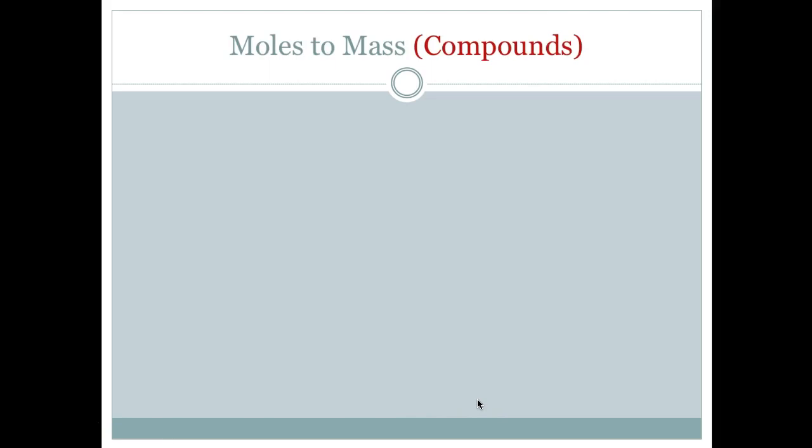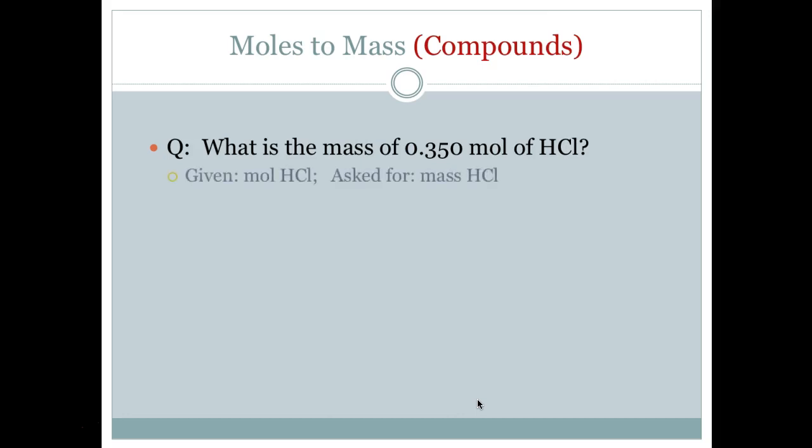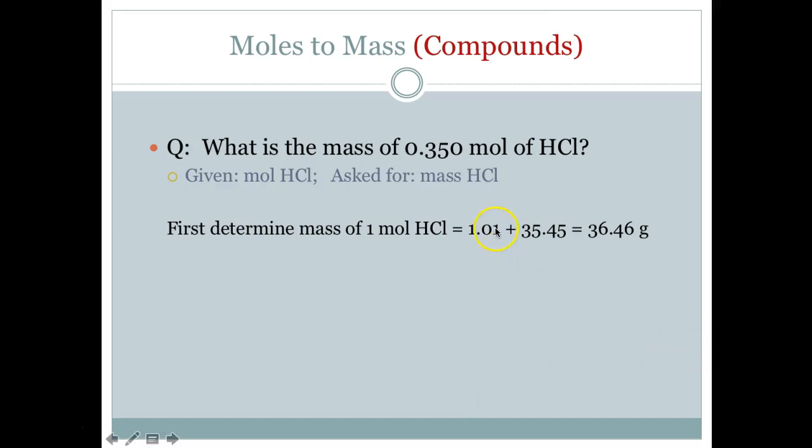Now let's look at how to convert between moles and mass for compounds. This question reads, what is the mass of 0.350 moles of HCl? We're given moles of HCl and asked for mass of HCl, so let's set up our proportion. First, we need to determine the mass of 1 mole of HCl, just like we did in the previous slide. Using my periodic table, I see that 1 mole of hydrogen has a mass of 1.01 grams, and 1 mole of chlorine has a mass of 35.45 grams.